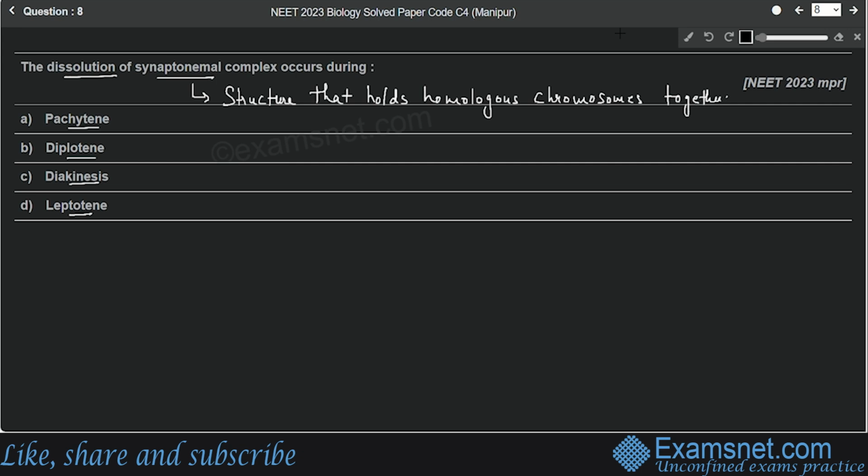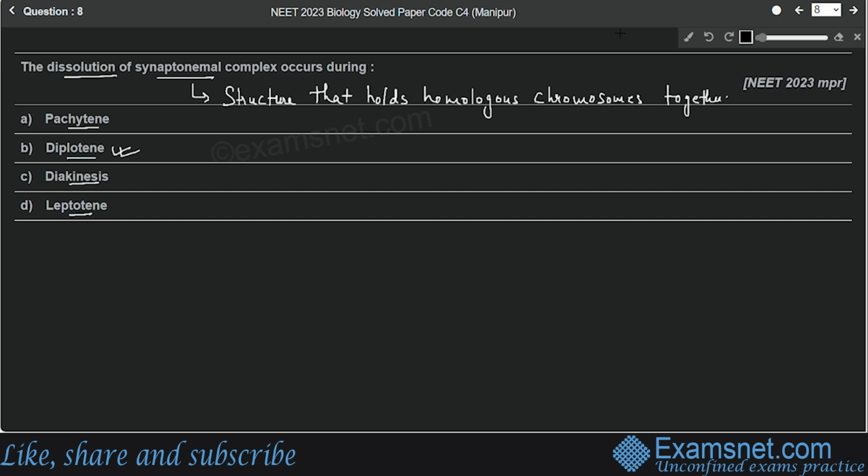And during the diplotene stage, what happens? The chromosomes begin to move apart. Okay, the structure dissolves and the chromosomes start moving apart, although they remain attached at the chiasmata. That means the point of crossing over. So the correct answer will be option B, diplotene.